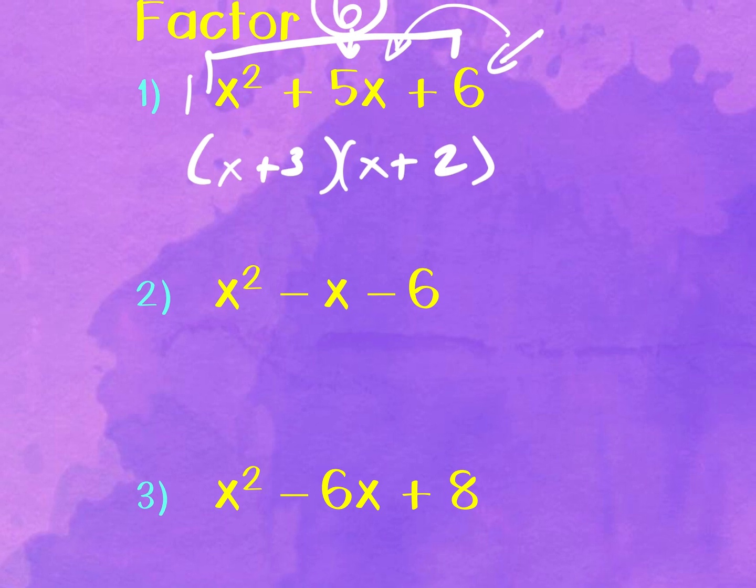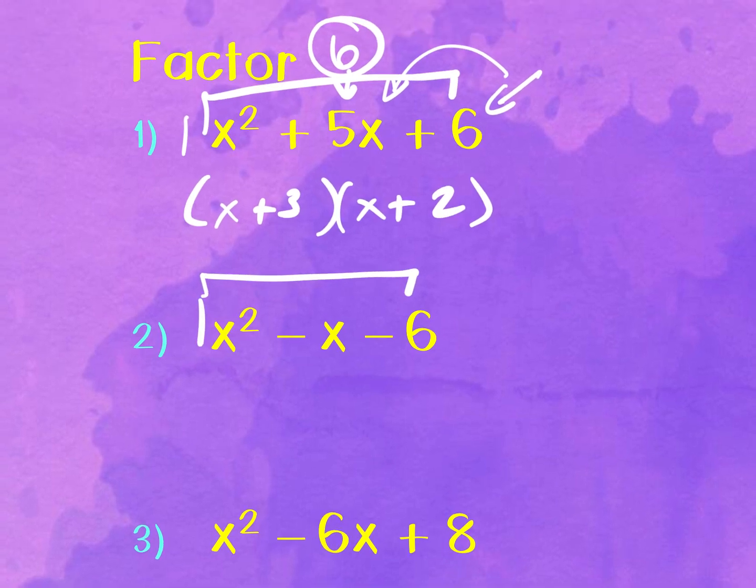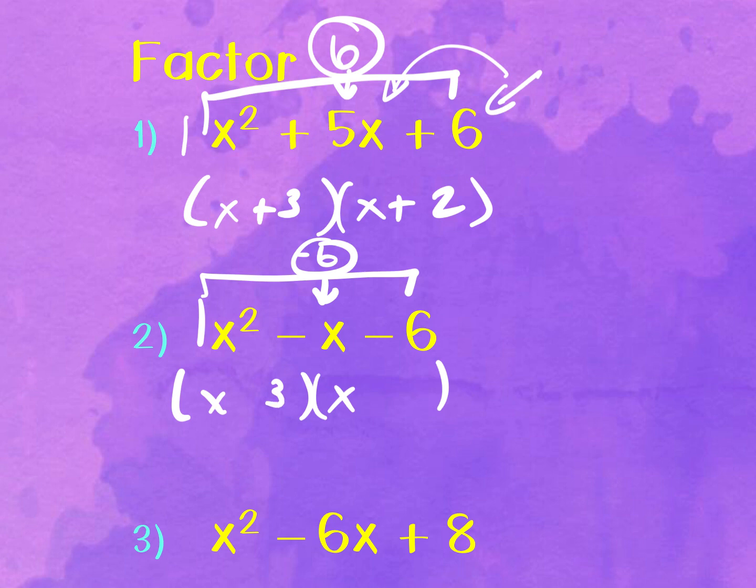So like in number 2, I have 1 times -6, all right? Signs matter here, guys. -6. What 2 numbers multiply to give me a -6, but add to give me a -1? It's 3 and 2 again, isn't it? But here the signs really do matter. Where does the negative need to go? With the 3, good, and the positive goes here.